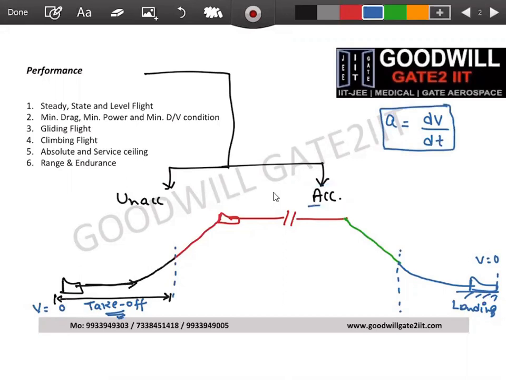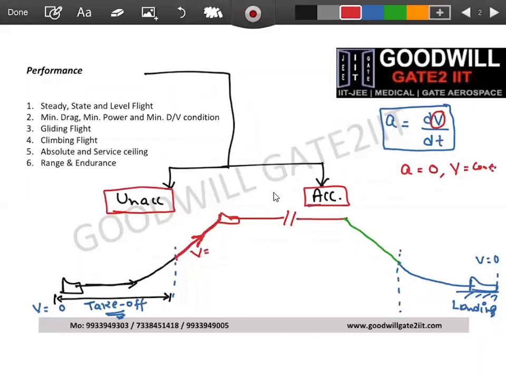And whenever your velocity is constant, its derivative will be 0. And if your acceleration is 0, in other words velocity is constant, it comes under unaccelerated flight performance. So you have two broad topics, accelerated performance and unaccelerated performance of aircraft. All right. Now takeoff and landing, it's perfectly fine. Then we come to this climbing part. Now this climbing part, I feel people have this doubt, but it is a constant velocity maneuver.